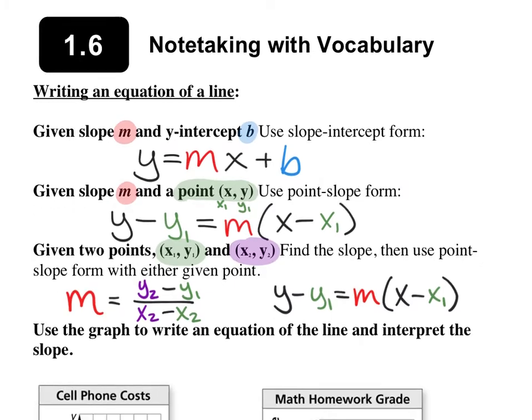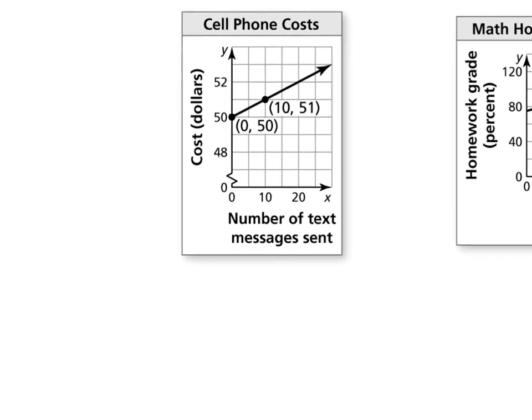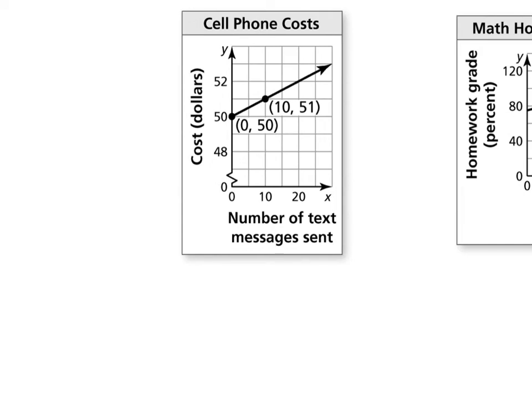All right, so for our examples here, we're going to use the graphs to write an equation of the line and then interpret the slopes. So let's look at this first one. First things first, what is this graph talking about? What's the title of the graph? Cell phone costs, right? And what are we measuring here? What is the x-axis labeled? Number of text messages sent. And then what is the y-axis labeled? Cost, dollars. So we're looking at how many text messages you send compared to how much it costs.